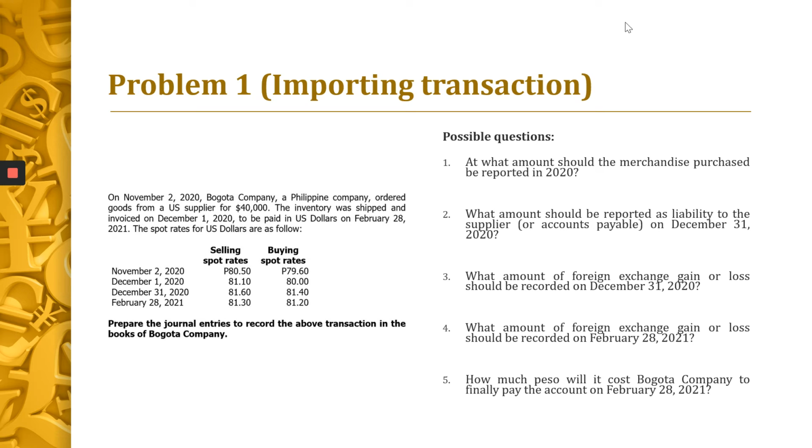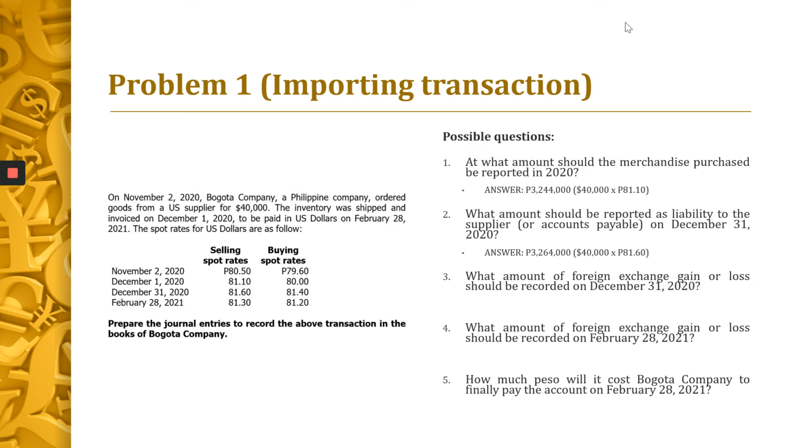Okay, what do you think will be the answer for the question number 1? That is 3,244,000. Balikan nyo lang yung journal entries natin. Doon lang natin kinukuha yung mga sagot natin for the possible questions. Number 2, magkano daw ang kailangan nating i-report na accounts payable on December 31, 2020? Answer, 3,264,000. Kung naaalala nyo kanina sa journal entries natin, ni-remeasure natin yung utang kasi nagkaroon ng changes sa selling spot rate.